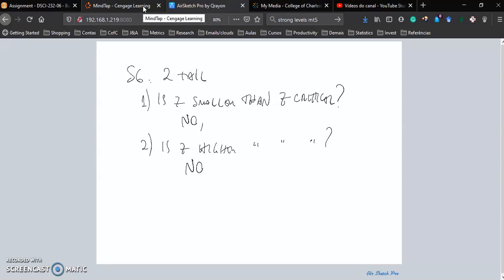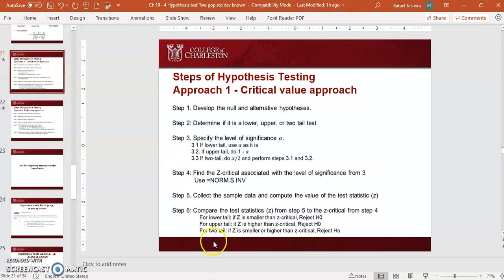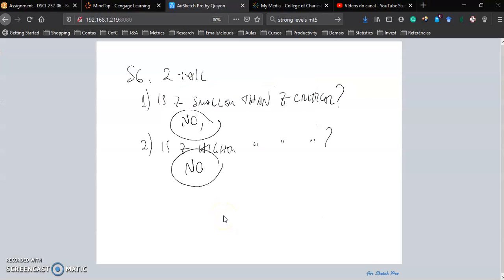So it's not smaller and it's not higher. What my step says, if it is smaller or higher, then reject. So it's not smaller and not higher. So fail to reject the null hypothesis. Okay, that's it.